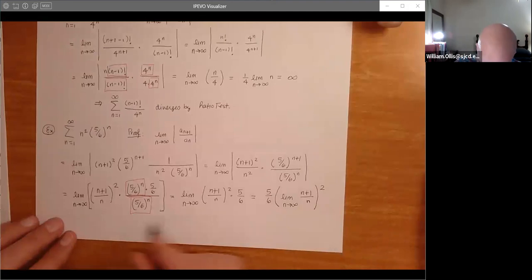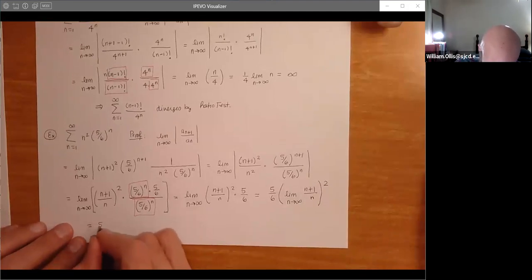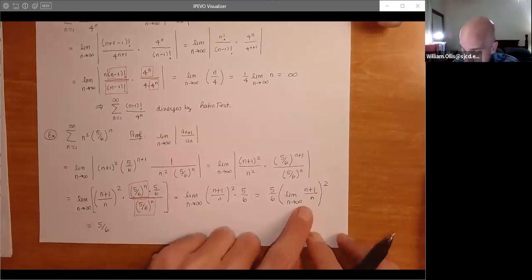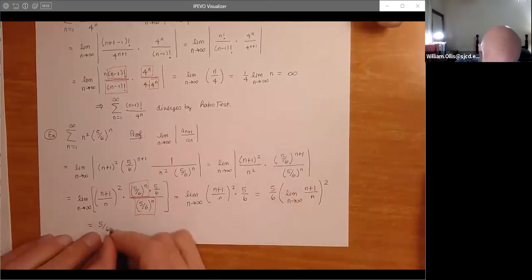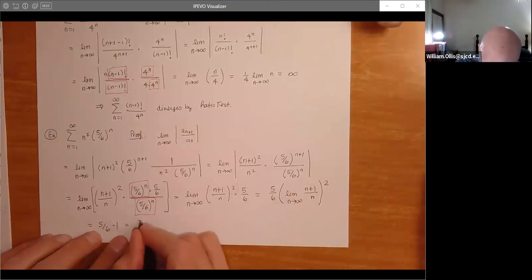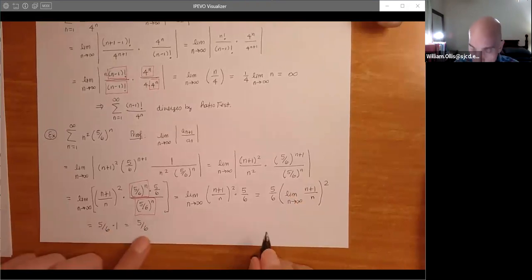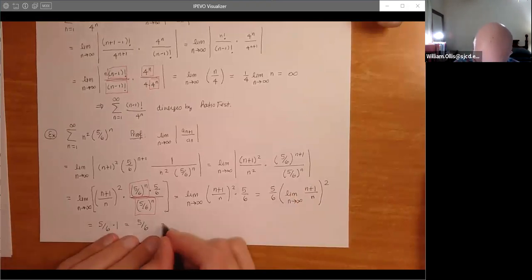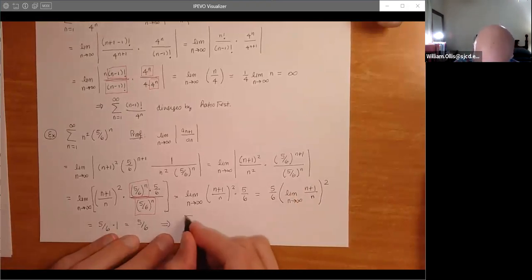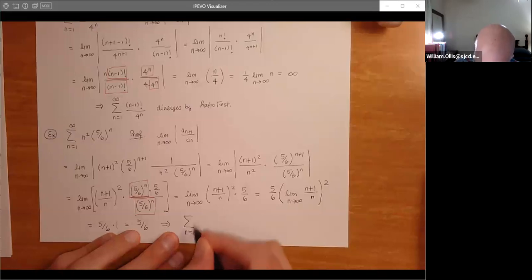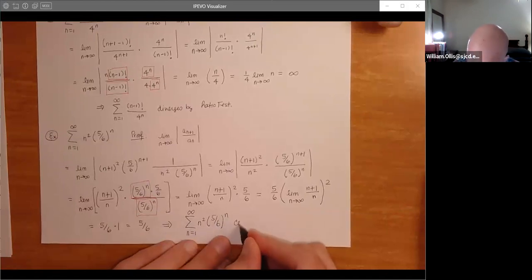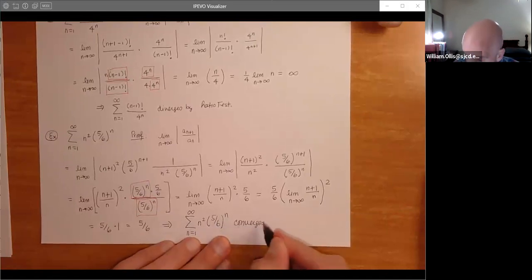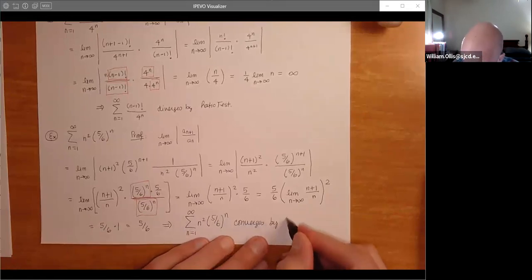So now, if we pass to the limit, we get the 5/6. And then the limit inside is just the ratio of leading coefficients, which is 1. So we get a 1. So 5/6 times 1 is 5/6. Now, of course, this number is less than 1, so this implies the given series, n equals 1 to infinity of n squared times 5/6 to the n, converges by root test, or excuse me, by ratio test.